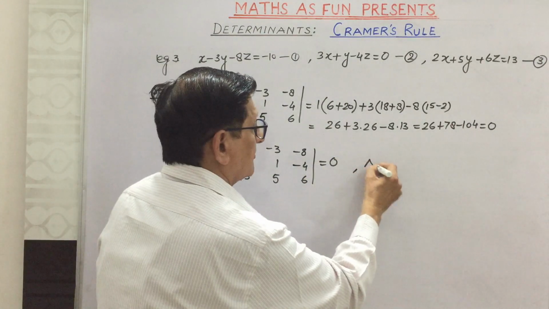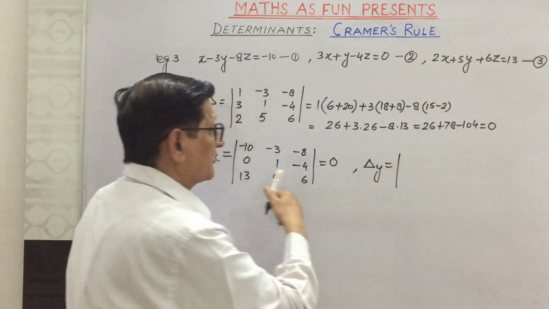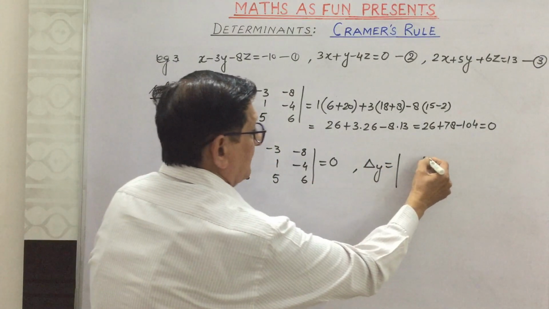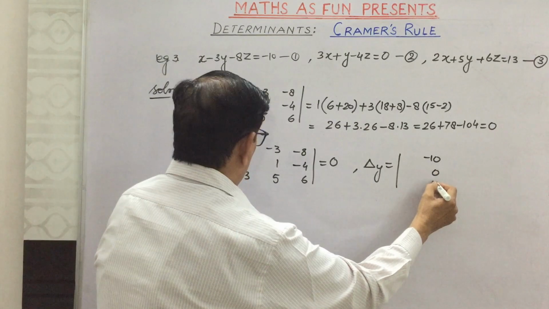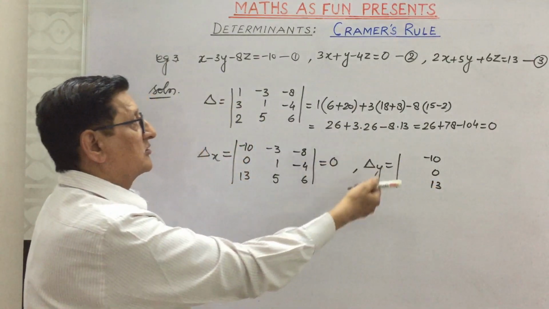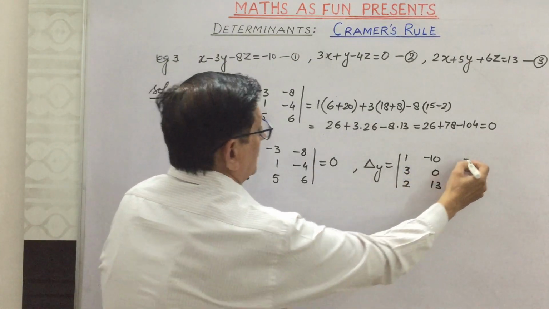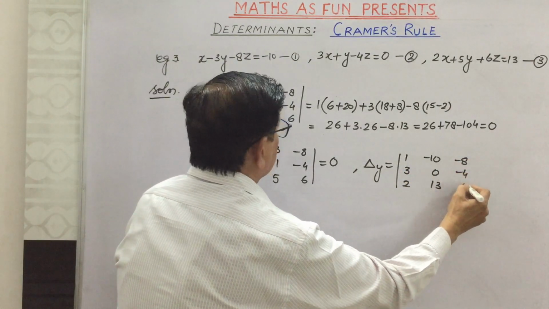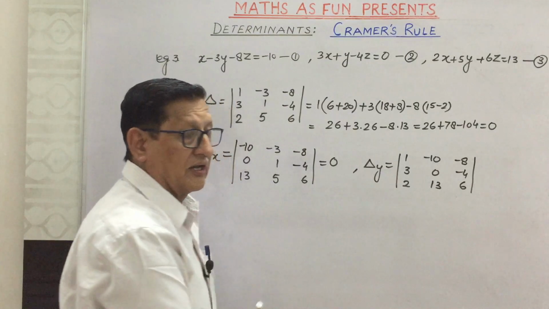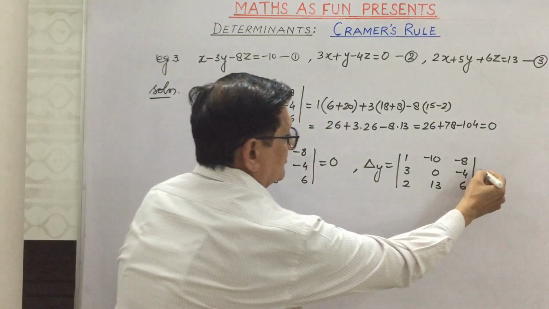Delta y. We will replace the second column by the constants. That will be minus 10, 0, 13. The first and third columns will remain same. It is 1, 3, 2, minus 8, minus 4, 6. And when we calculate the value of this also comes as 0.